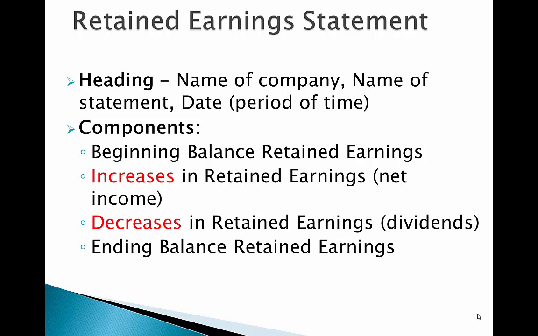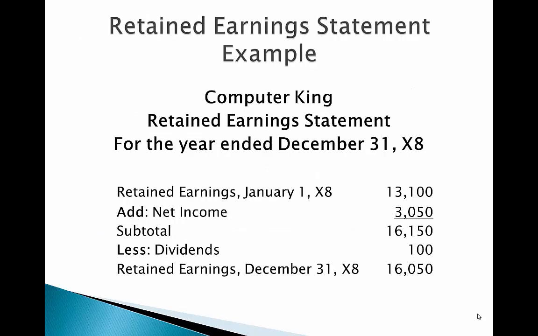So let's look at a retained earnings statement. Here's an example. Note the name of the company is Computer King. Retained earnings statement is for a period of time, so see how the date is for the year ended December 31st, XA. So we start off with the beginning balance, retained earnings, January 1st, XA, $13,100. We add to that the net income that we got from the income statement, $3,050. And then we subtotal it, $16,150, and then we deduct the dividends, $100, and then we get to retained earnings ending balance.